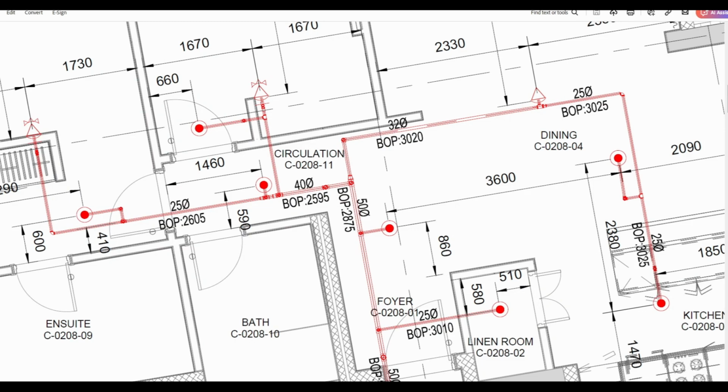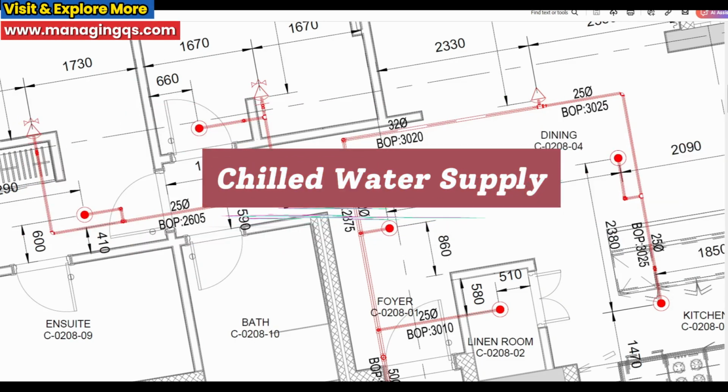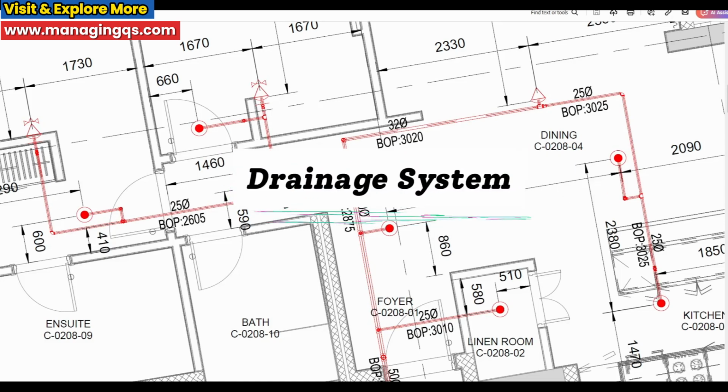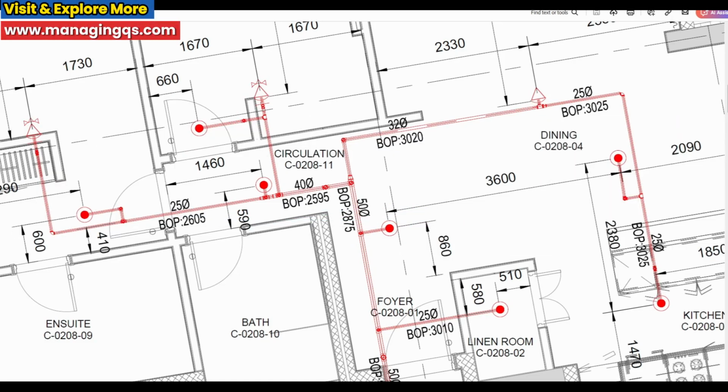Most of the MEP systems, we can say the chilled water supply, hot water and cold water supply, drainage system, firefighting system, LPG gas system. For all these MEP systems, the majority of the measurement works are the pipe works. Now I am going to share two different pipe works drawings, and as a technical MEP quantity surveyor, how we can manage these drawings during our quantity takeoff time and BOQ preparation.